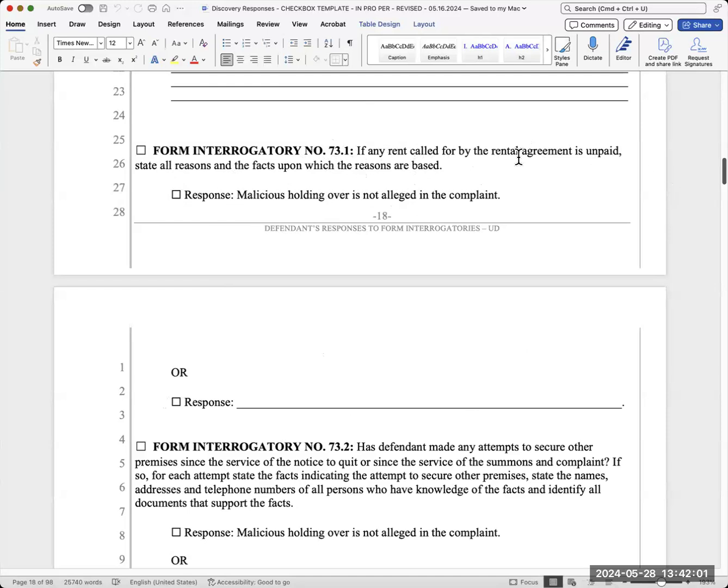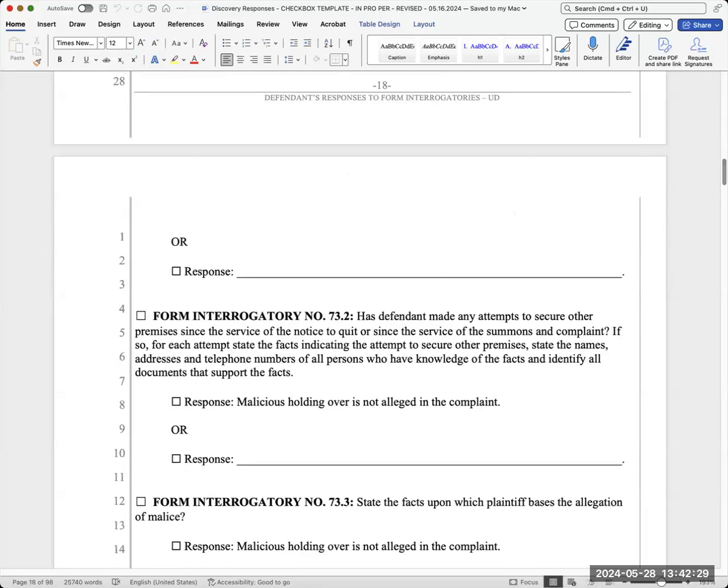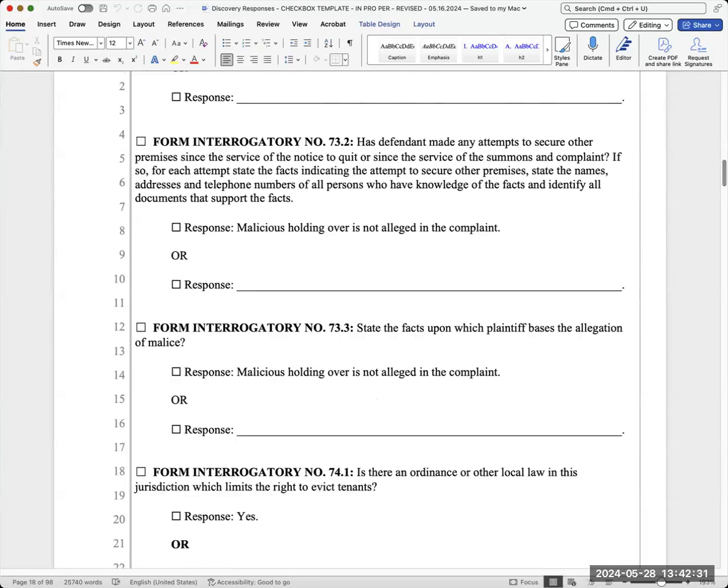If any rent called for by the rental agreement is unpaid, state all reasons and facts upon which the reasons are based. These questions are not often checked because it's not often alleged, but sometimes they hope that you will just answer the questions anyway. Just check your complaint. There's a box about malicious holding over. If it's not checked, then it wasn't alleged in the complaint, and you can consider that response. Otherwise, you write your response there.